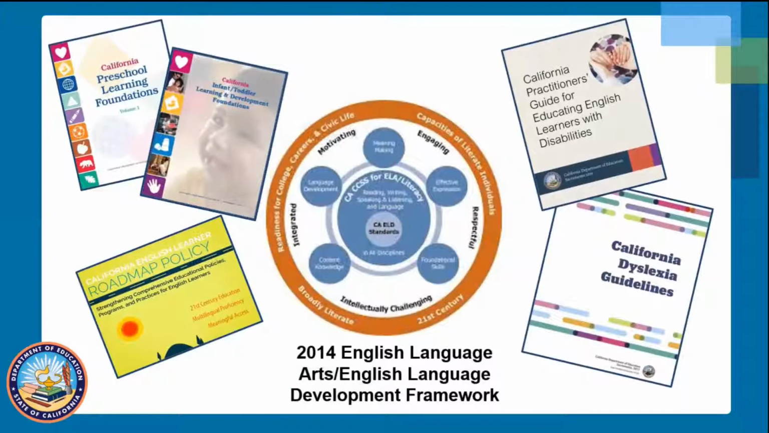A major objective of the CLSD grant is to bring coherence between California's guiding documents, some of which you see here, like the California Preschool Learning Foundations, the California Infant Toddler Learning and Development Foundations, the Practitioner's Guide for Educating English Learners with Disabilities, the Dyslexia Guidelines, and the California English Learner Roadmap Policy. Other content area standards and frameworks support literacy as well. The videos produced in this series will illustrate the connections between all of these documents and also explain how the documents themselves support literacy development for our students.